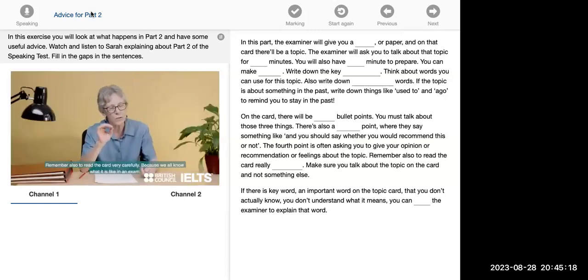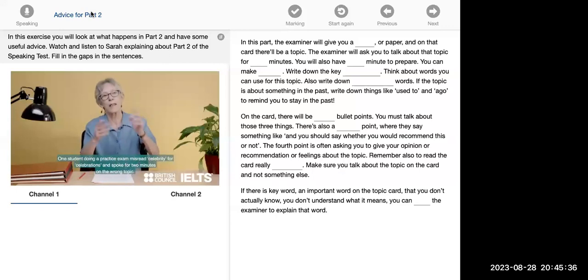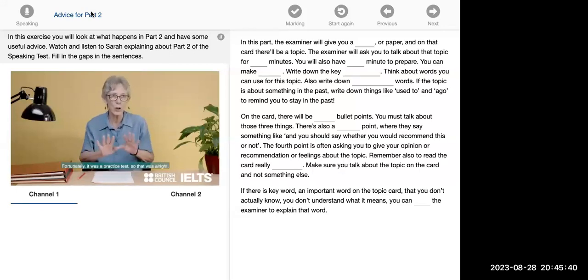Remember also to read the card very carefully, because we all know what it's like in an exam. You're terribly panicky, you read it and you want to start talking, but take the time to read it carefully. One student doing a practice exam misread celebrity for celebrations and spoke for 2 minutes on the wrong topic. Fortunately, it was a practice test, so that was all right.